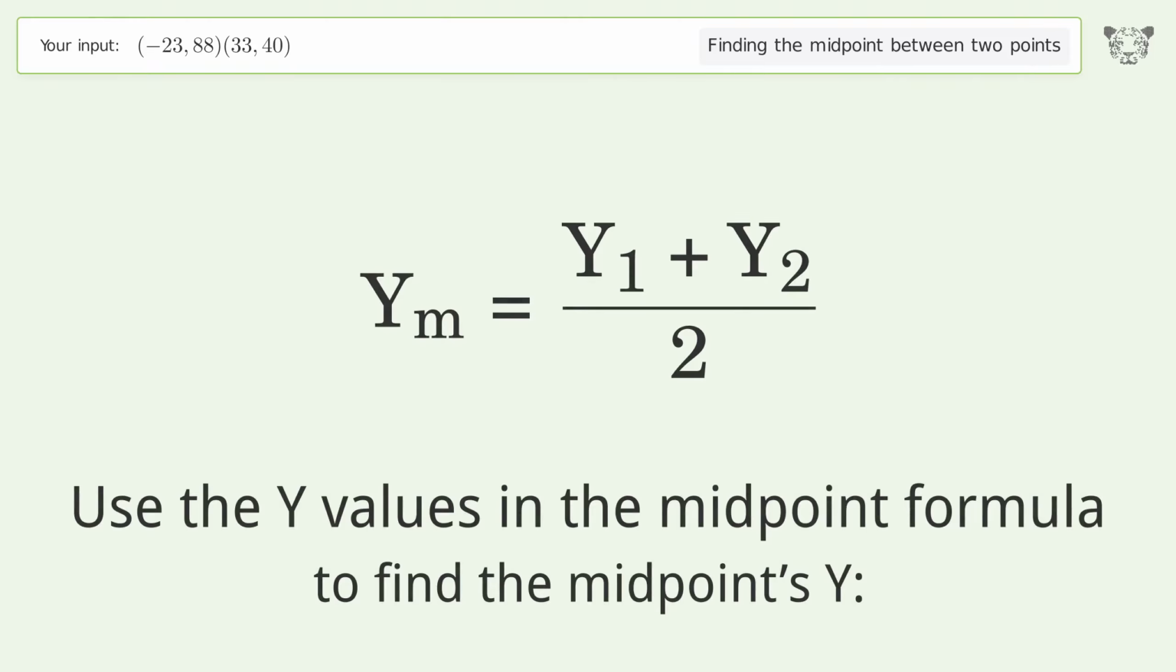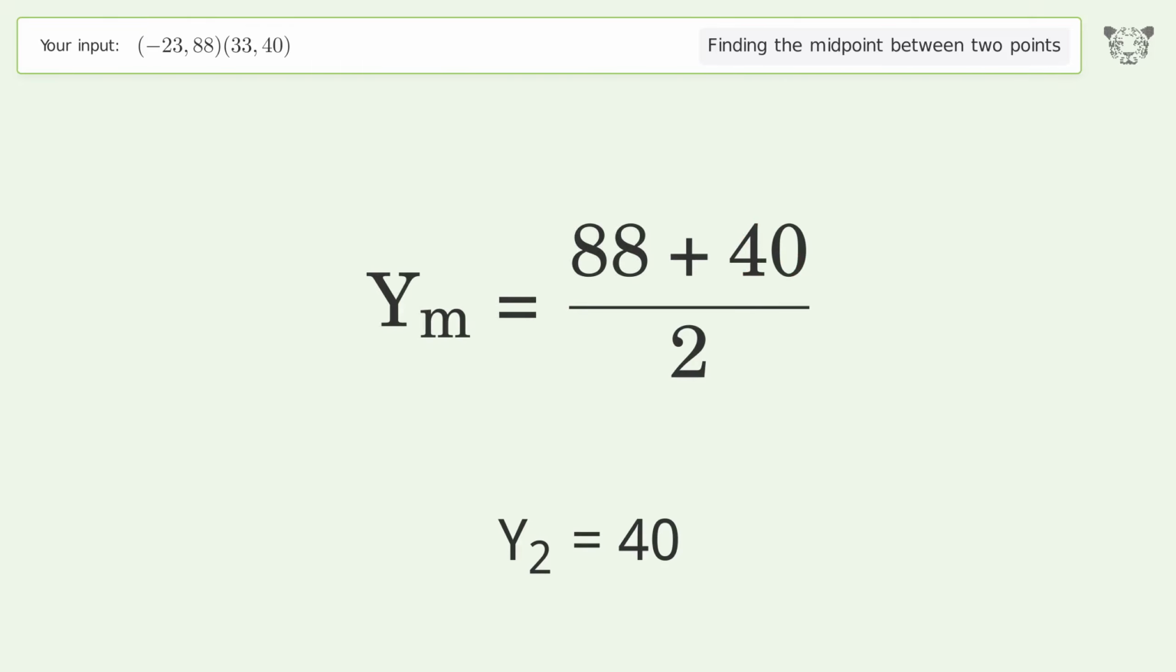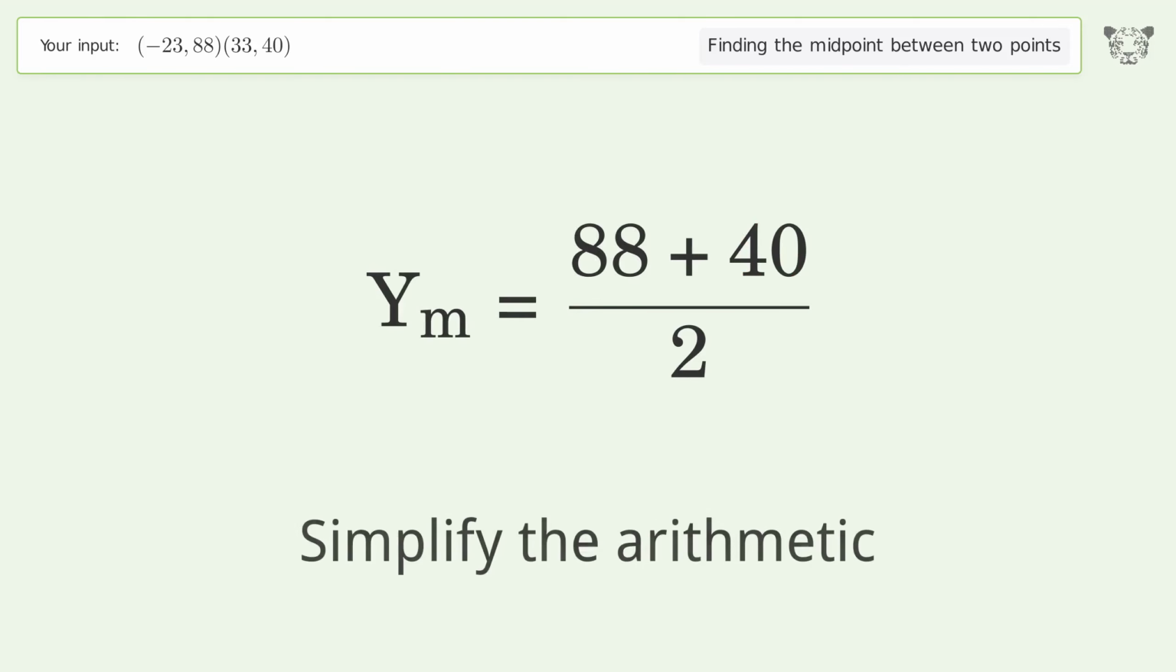Use the y values in the midpoint formula to find the midpoints y. y1 equals 88. y2 equals 40. Simplify the arithmetic.